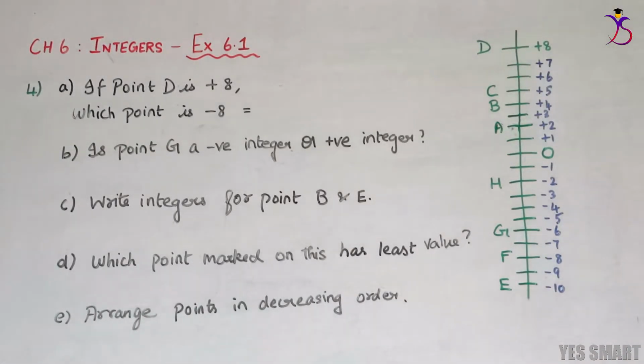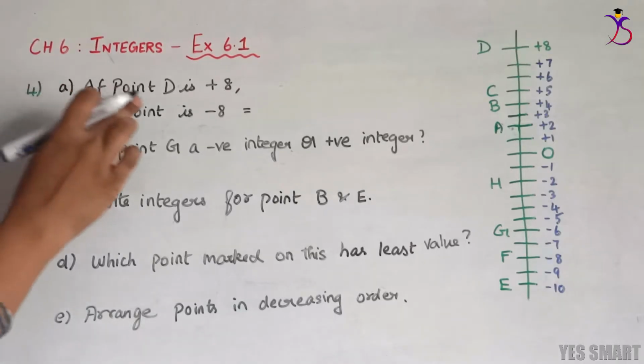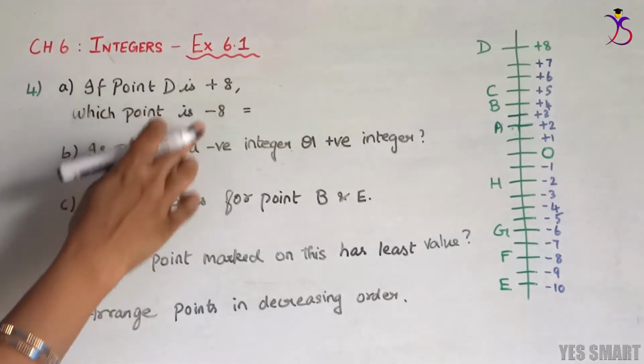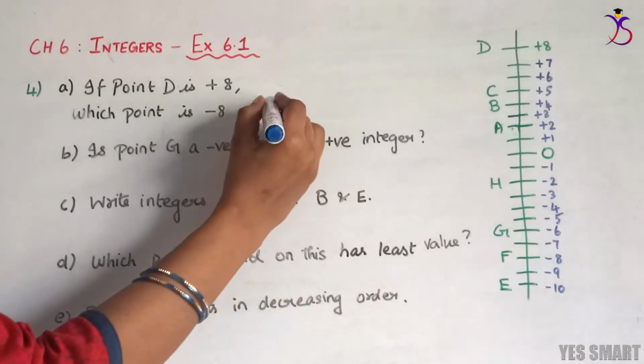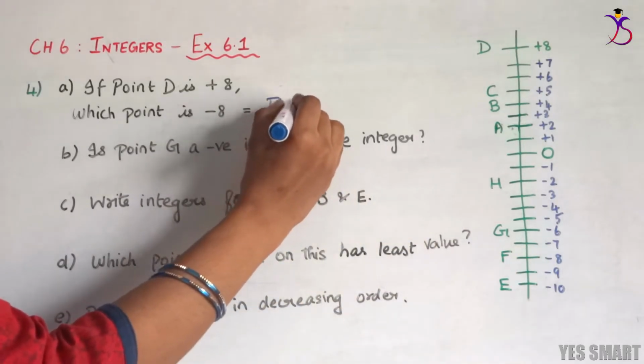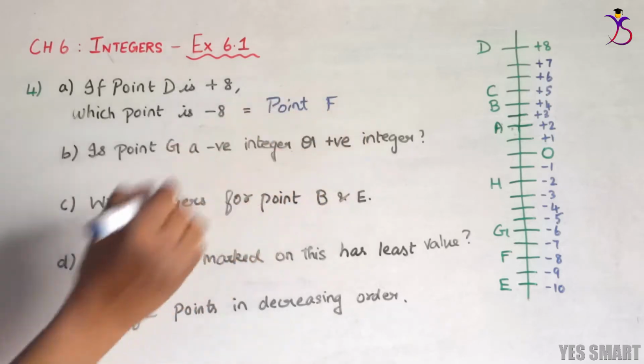Subdivision A: if point D is +8, which point is -8? So -8 is here, and the corresponding point is F. Therefore the answer is point F.